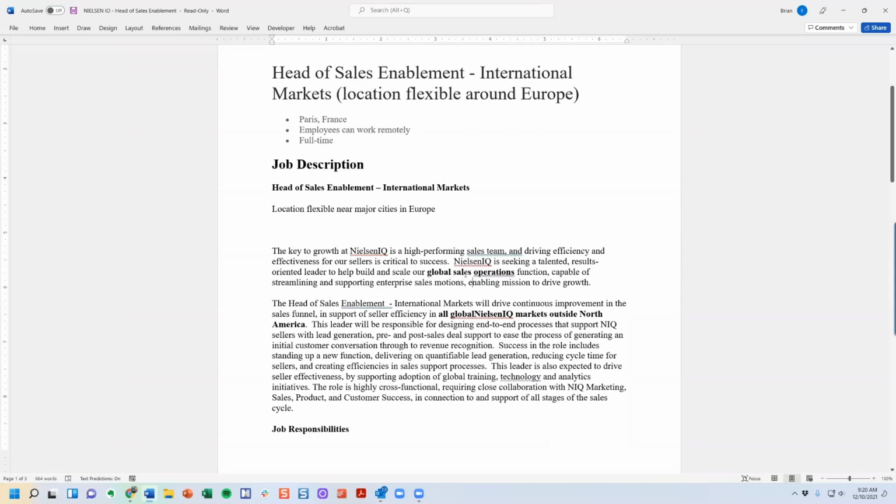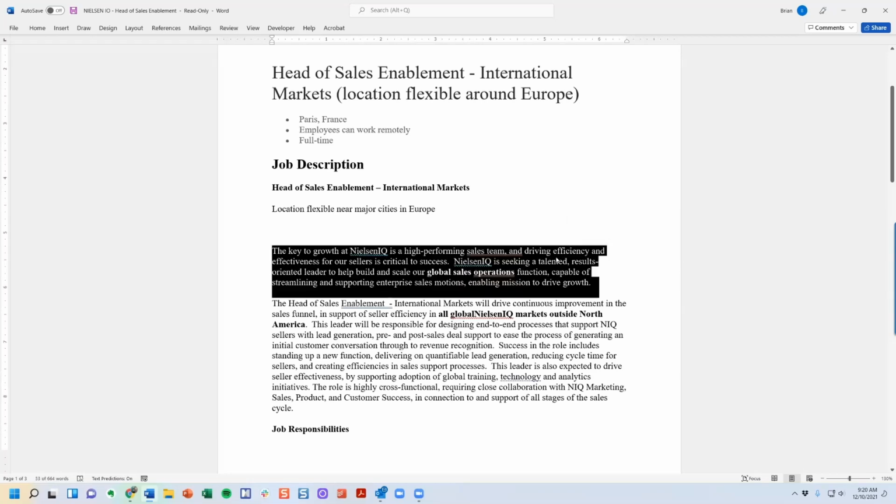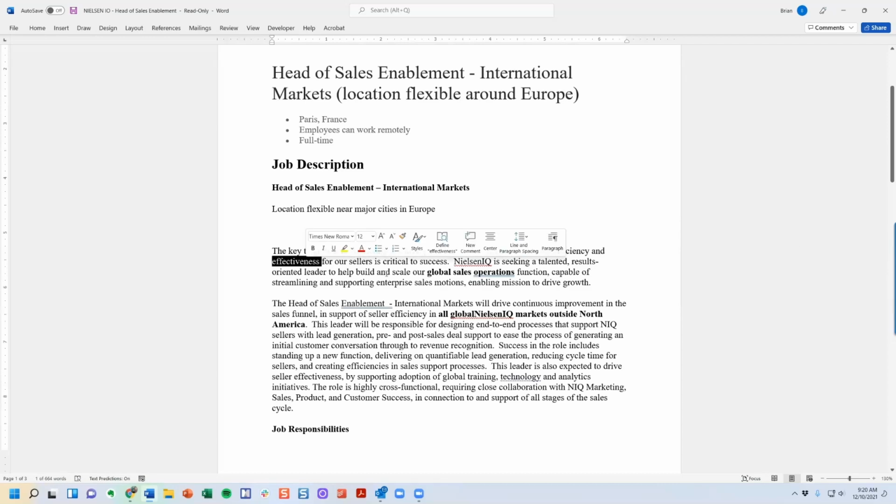This may be about talent enablement, but it's in sales operations. So what do you think sales operations is mostly focused on? Are they focused on efficiency or effectiveness? What's their bias? Pause the video and what do you think? What would be the likely bias of somebody in a sales operations role? Would they be biased towards efficiency or biased towards effectiveness? And why? Why would you say that?